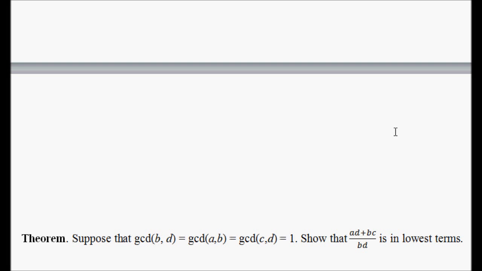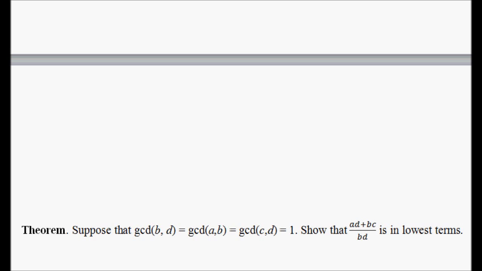Theorem. Suppose that the GCD of B and D, the GCD of A and B, and the GCD of C and D are all equal to 1. So B and D are relatively prime, A and B are relatively prime, and C and D are relatively prime. The question was to show that (AD + BC)/BD is in lowest terms. And of course, that's the fraction A/B + C/D after obtaining a common denominator.